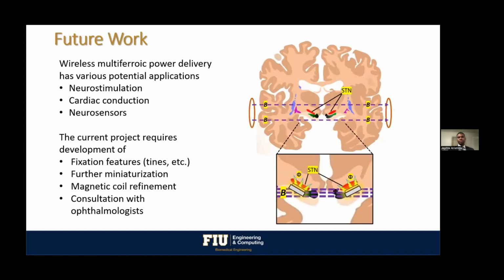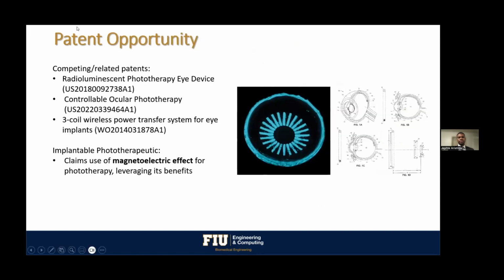For future work, this is a wireless multiphysic power delivery, and that has many applications to consider. For example, neurostimulation, cardiac conduction, and neurosensors. So the current project requires the development of fixation features, further miniaturization, magnetic coil refinement, and also the consultation of ophthalmologists for surgical procedures. Now I'm going to pass it over to Johan for patents and acknowledgements.